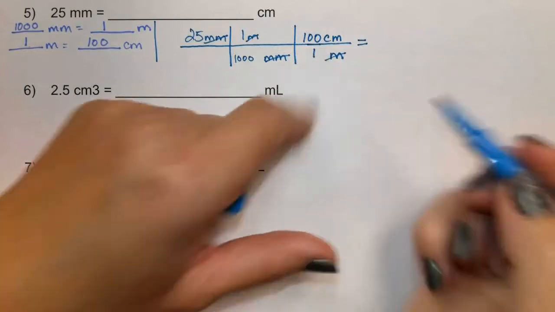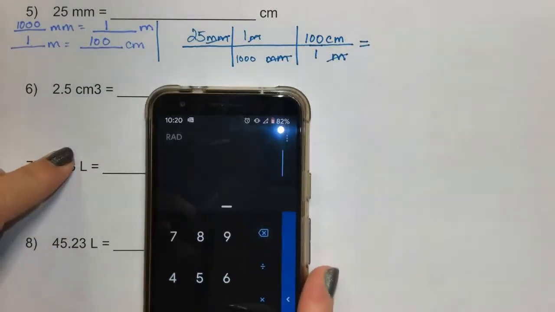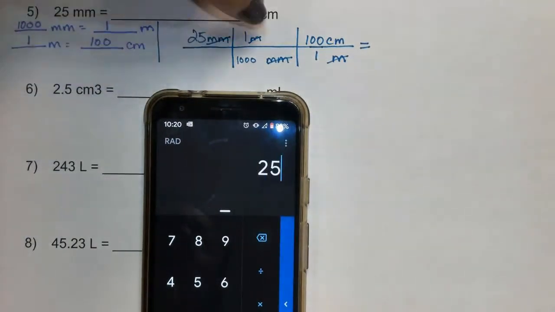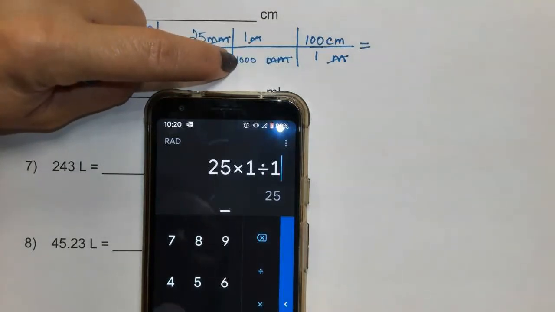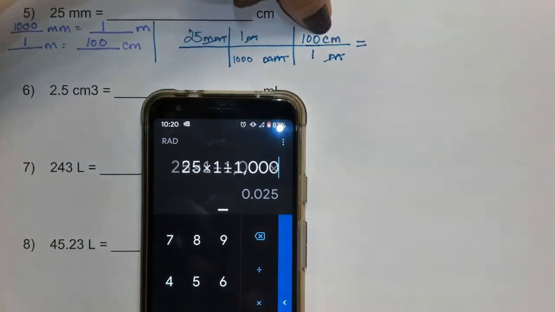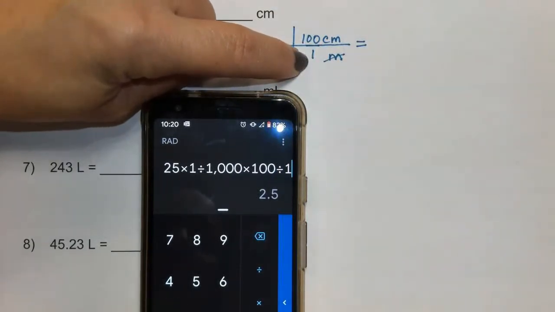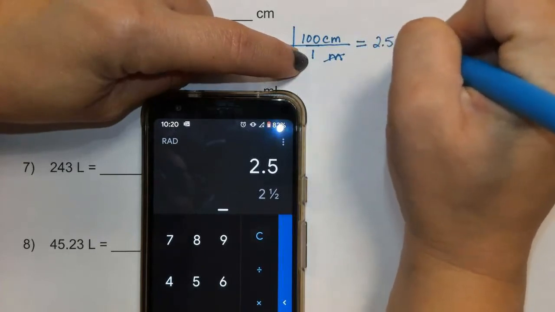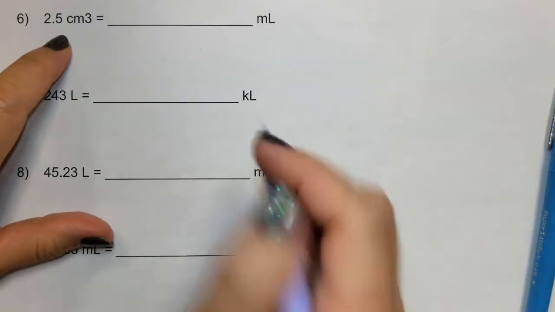I'm going to put equals, and now we can use the calculator on our phone. We can type in our first number, which is 25, times the top, times 1, divide by the bottom, divided by 1,000, times the top, times 100, divided by the bottom, divided by 1, equals, and we get 2.5 centimeters is our final answer. Now, this is a special one.